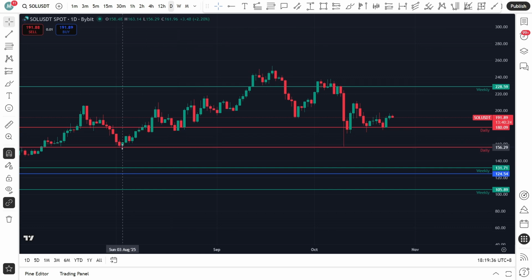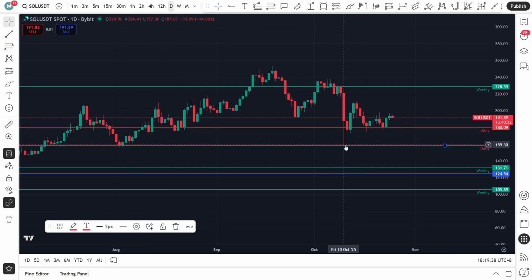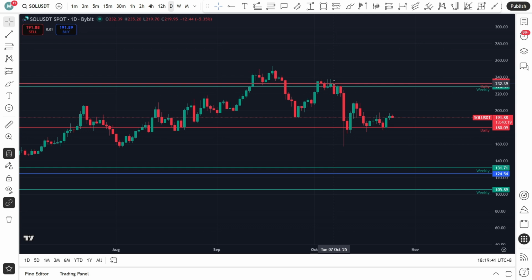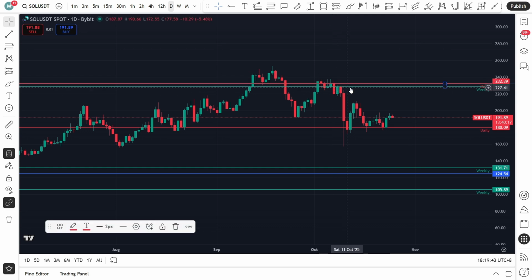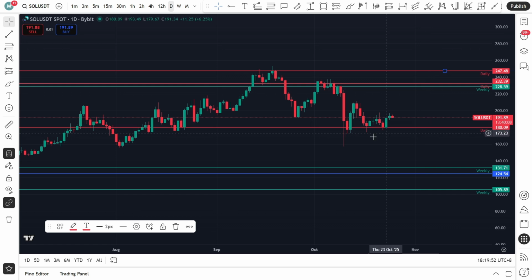I will not draw a line here because the wick in front has already tapped the zone. This is a strong resistance zone because of the weekly and daily. Draw a line above here. So all in all, this is how to draw a support and resistance line for your charts.